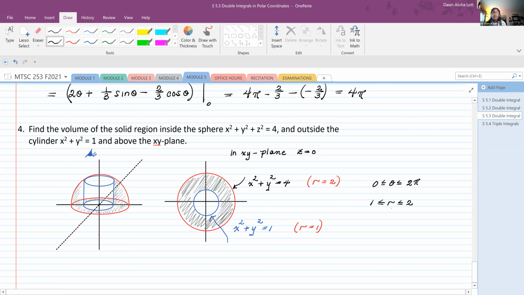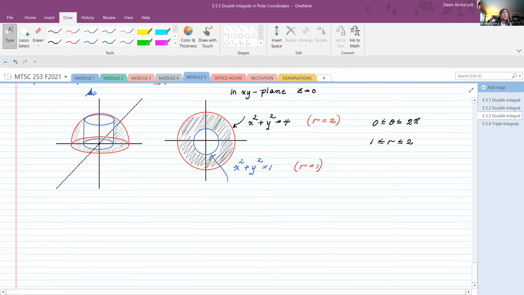Okay, so that's good. Now I got to deal with the thing that's on the top. Because on the top, z squared is equal to 4 minus x squared minus y squared. So that's the function that's on the inside.